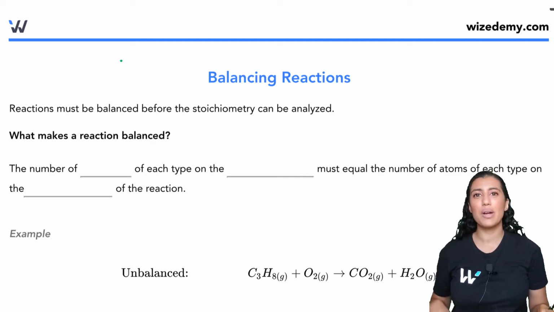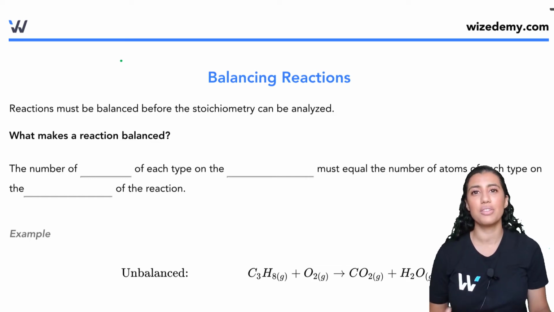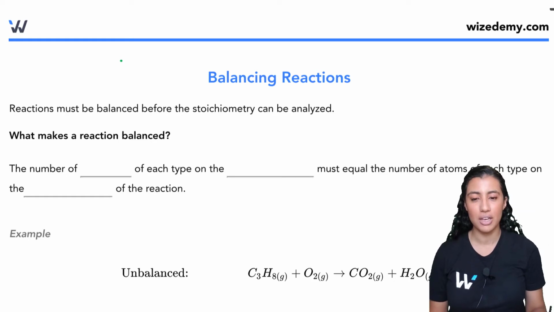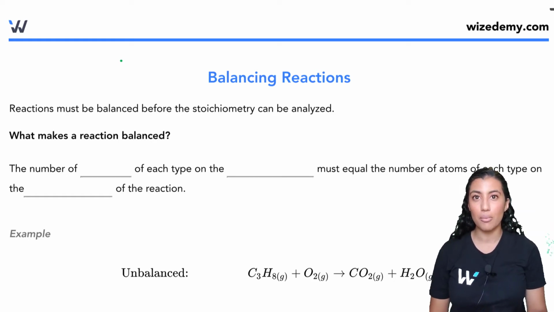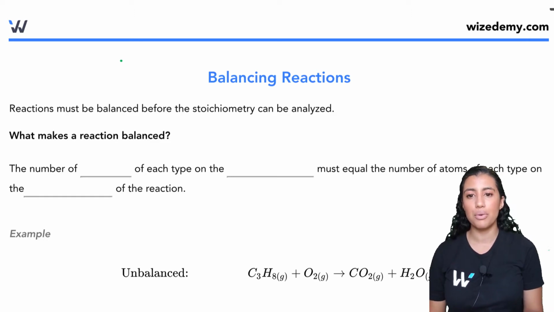Hi guys, so now we're ready to talk about stoichiometry, but before we even get into different types of calculations, the first thing, I know it's kind of basic, but the first thing we have to look at is balancing reactions. So why do we even care about balancing reactions? Well, it's because it's just the first thing that we need to do before the stoichiometry can be analyzed.